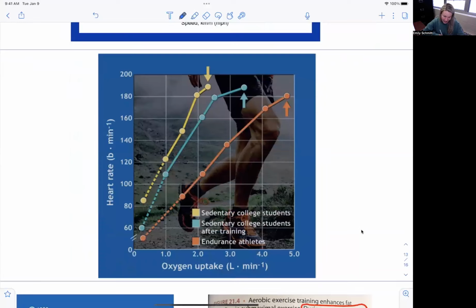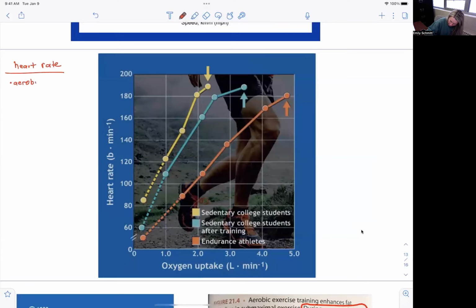This graph is looking at heart rate. So I want to spend a little bit of time on this since we haven't talked a whole lot about heart rate. So with aerobic training, you will actually have a decrease in your resting heart rate, and that's a good thing. However, aerobic training does not change your max heart rate.